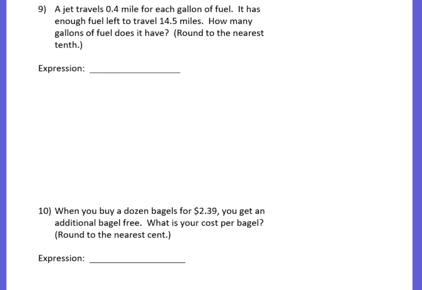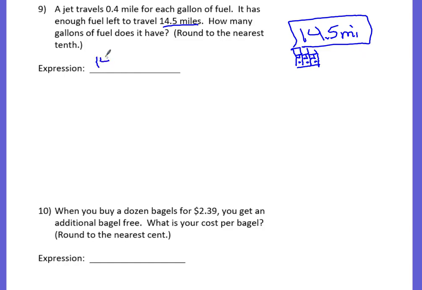All right, well, think about this. It can travel 14.5 miles. So here's the 14.5 miles. And for every gallon, it travels 4/10. So it's like you can break this up. So this is 4/10. This is another 4/10. This is another 4/10, and so on. We want to know how many 4/10 are in 14.5. So this 14.5 is our total.